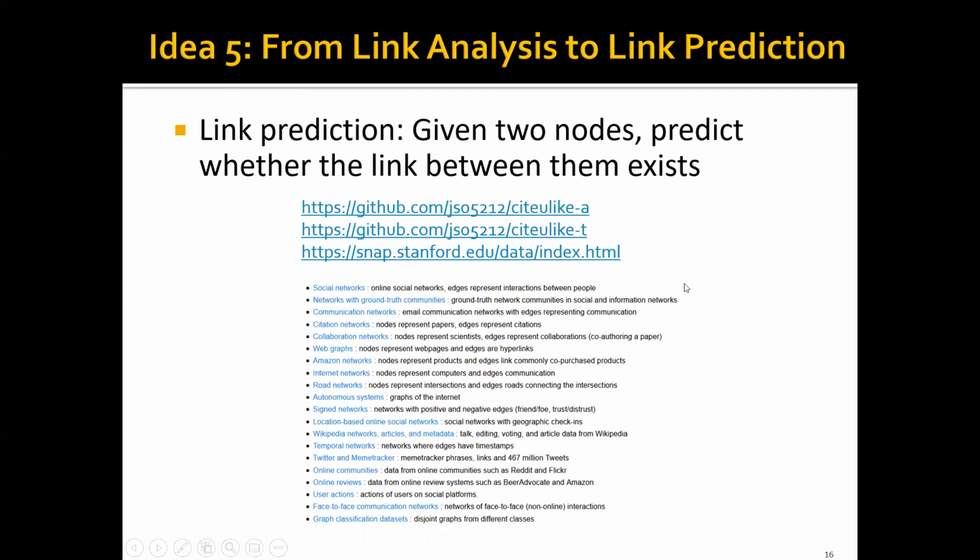And in terms of data sets, we have several suggestions. For example, we can use CiteULike-a or CiteULike-t, and these two data sets are content-rich because they contain both the recommendation part of the data set and also the graph structure of the data set. And we can also consider using the large pool of data sets provided by the SNAP project at Stanford. Basically, they provide a very large pool of network data sets that we can use.